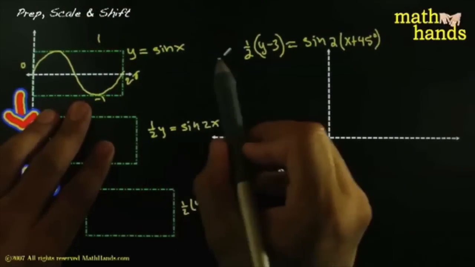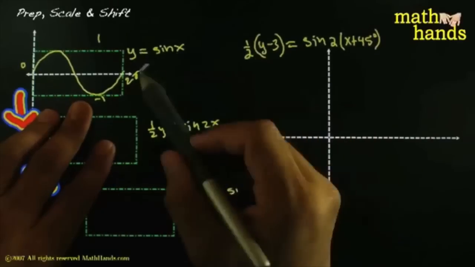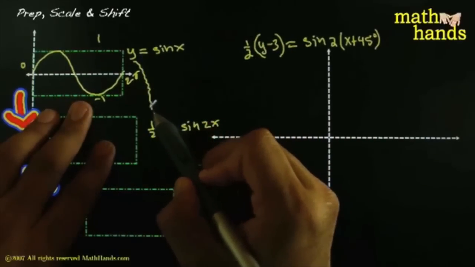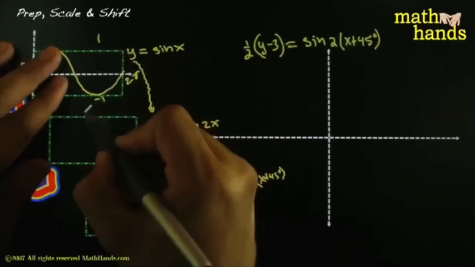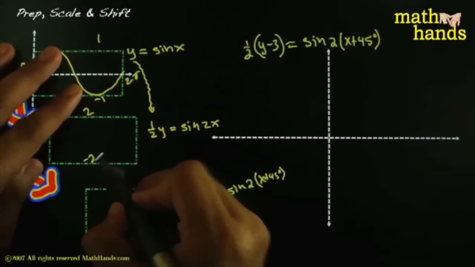So let's do the first, the scaling. Alright, let's look at this. Let me look at these scales. Y gets replaced with a half y. So every y gets multiplied by 2. So 1 times 2 is 2. -1 times 2 is -2.